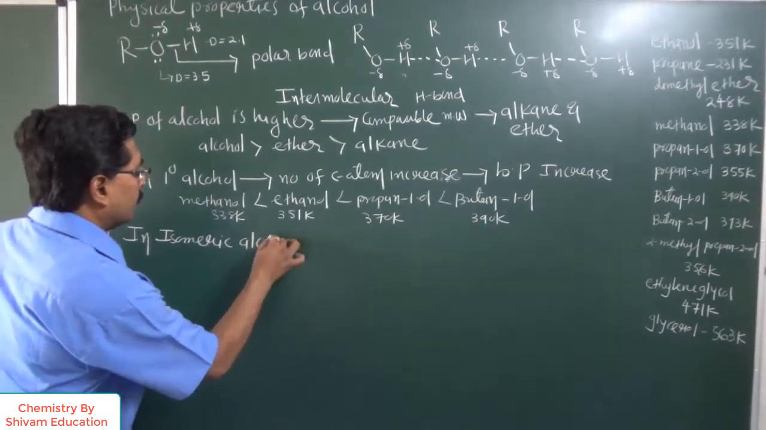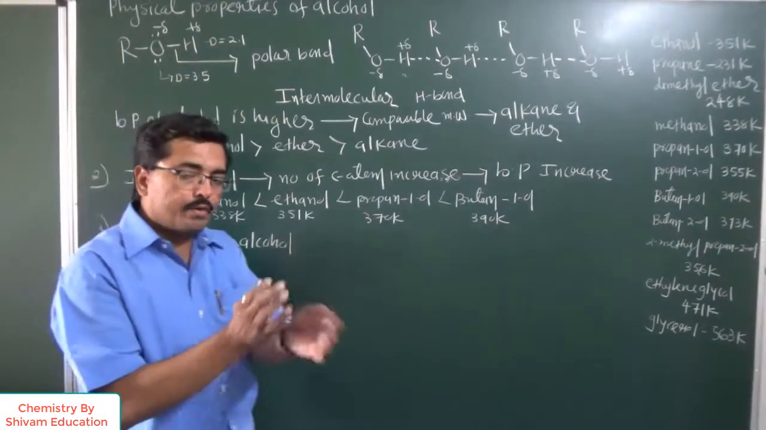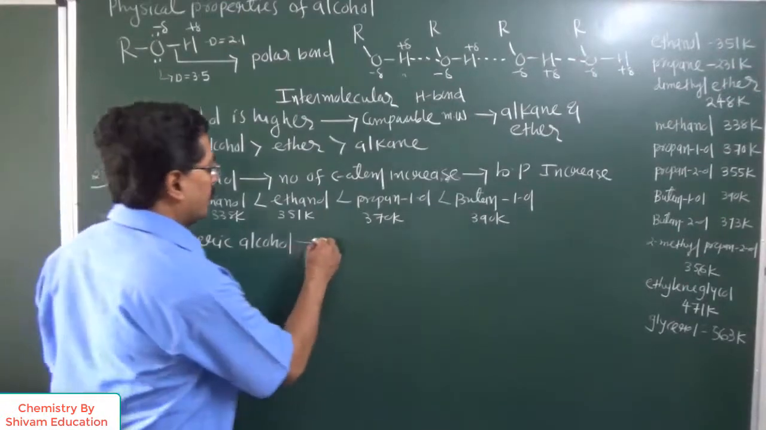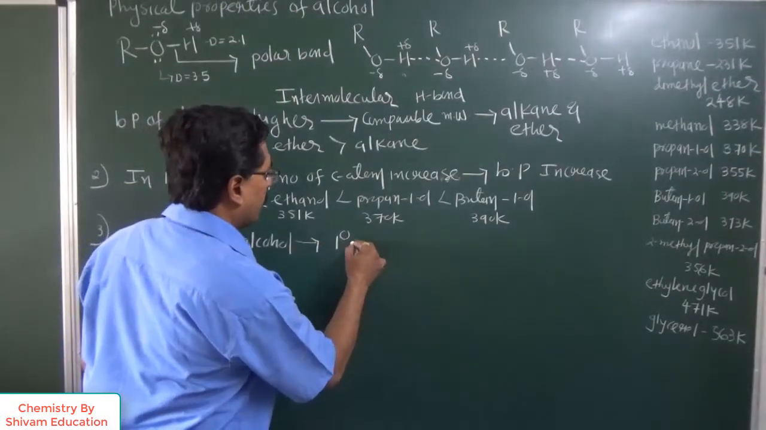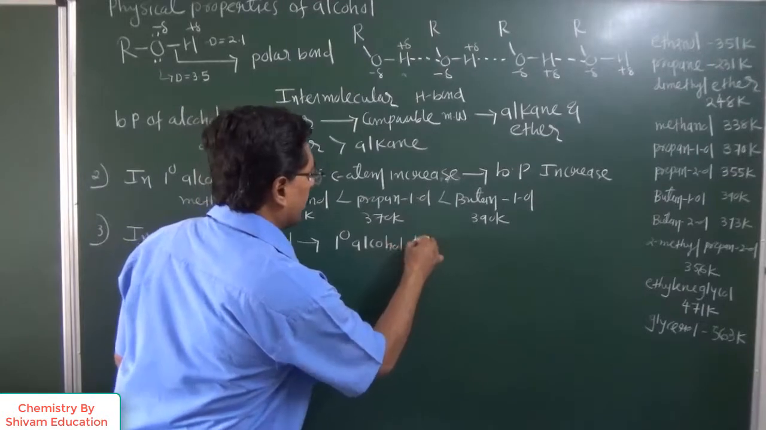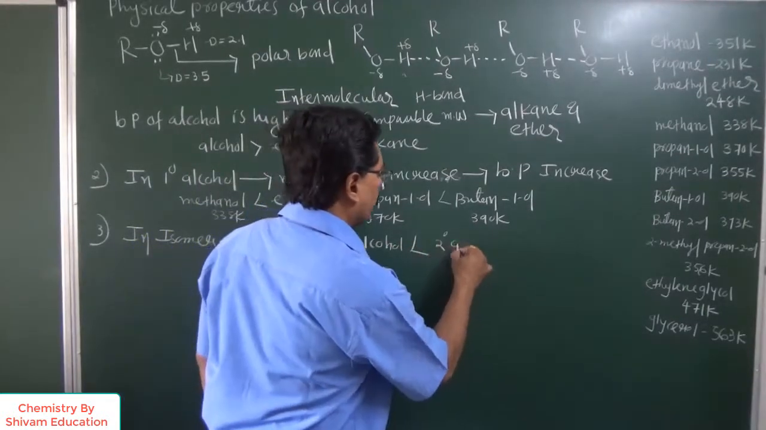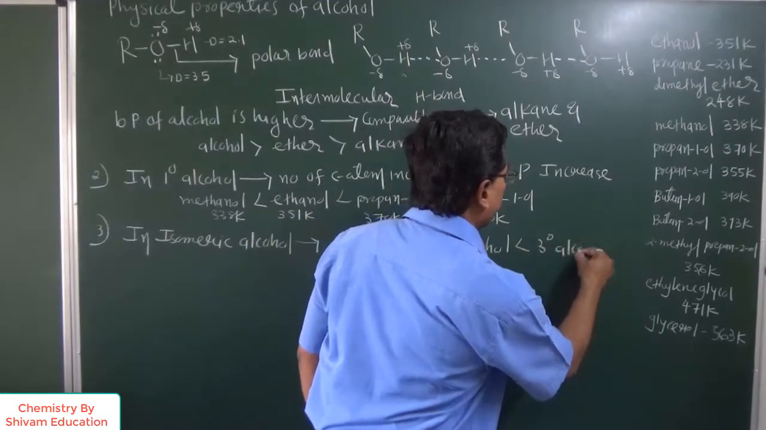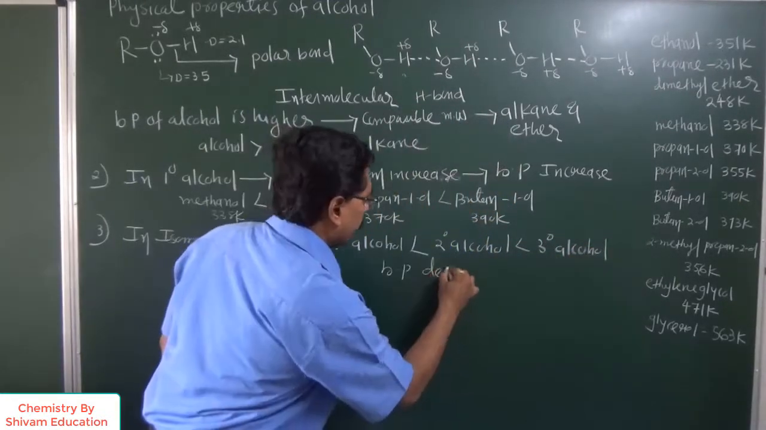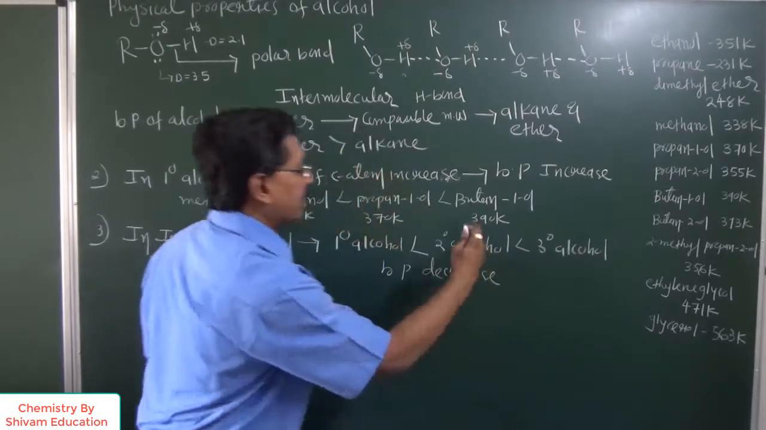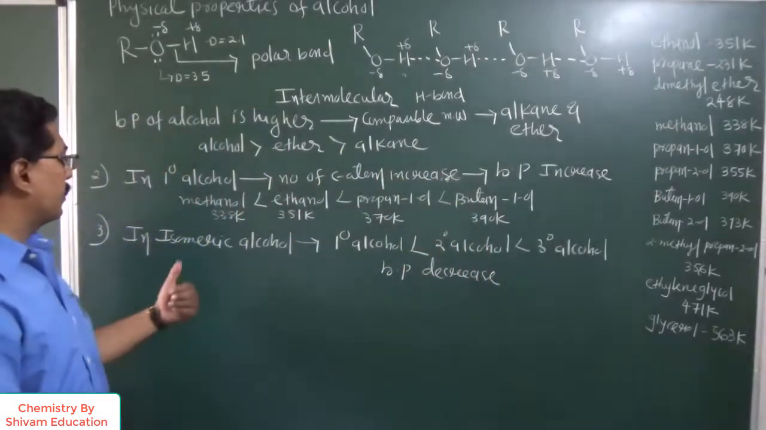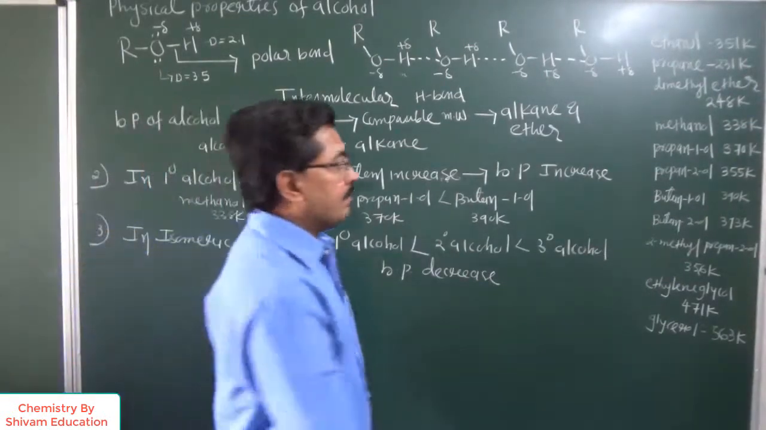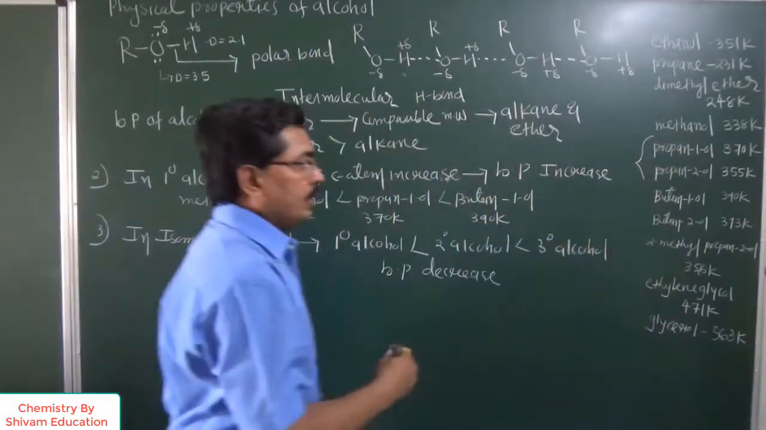Isomeric alcohol means alcohol having the same molecular formula but different structural formula. So in the case of isomeric alcohol, as we go from primary alcohol to secondary alcohol, or from secondary alcohol to tertiary alcohol, it is observed that the boiling point will decrease. Why? For example, I will take propan-1-ol and propan-2-ol.